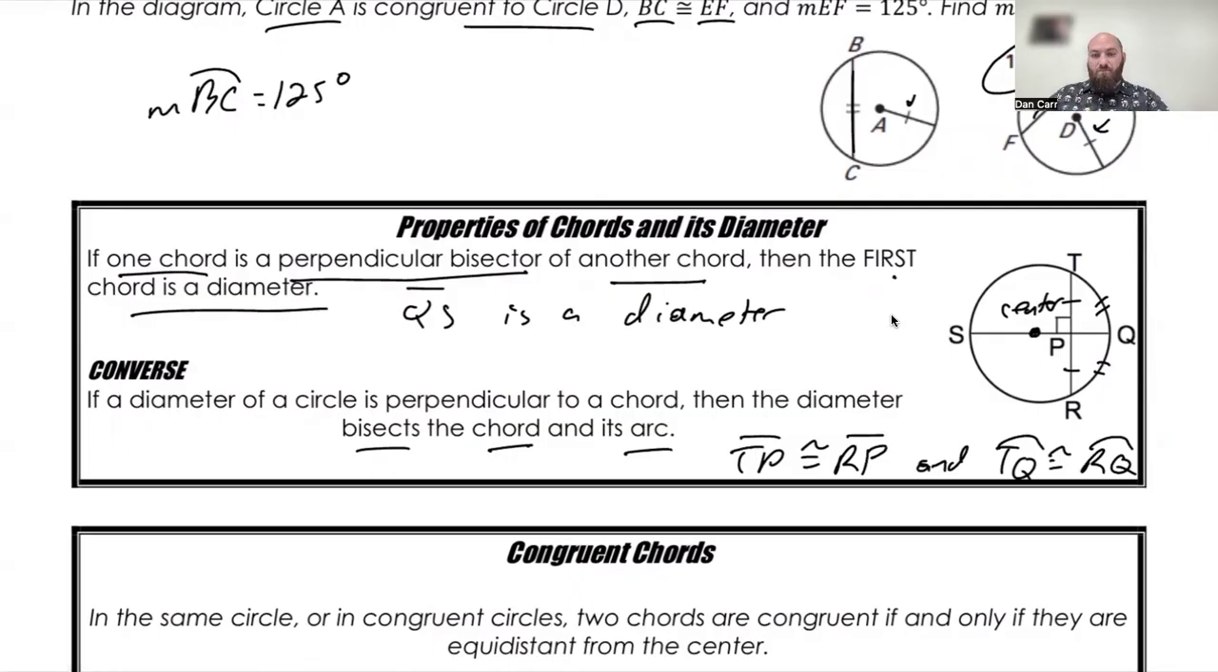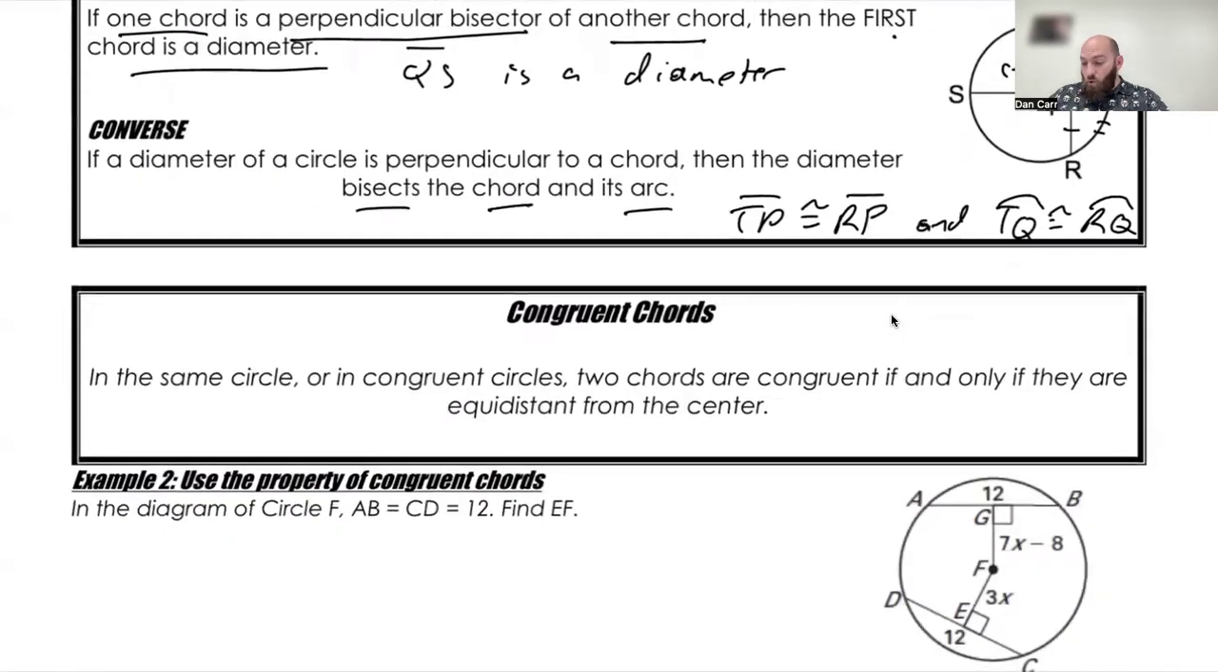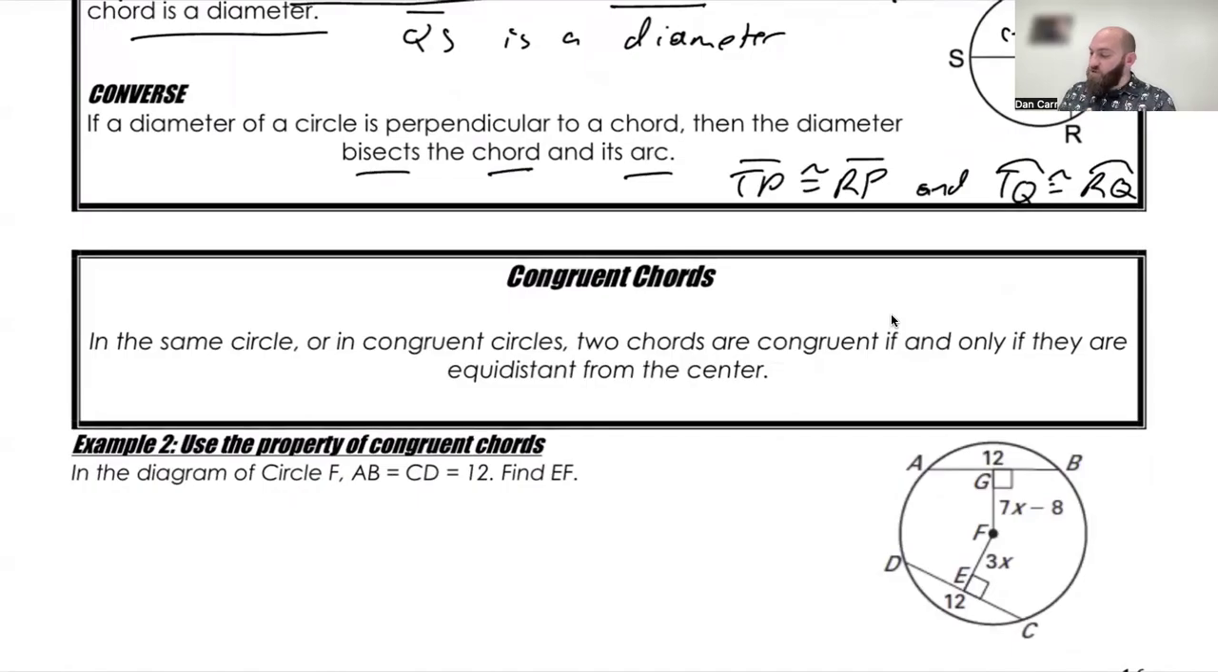That's it there. Congruent chords in the same circle or congruent circles: two chords are congruent if and only if they're equidistant from the center. So this is what it usually looks like on here. If I draw my circle in, I draw a chord. Actually, sorry, I have to draw two chords. It's a little bit tricky. So there's this chord, and I'm going to make sure that chord looks about the same length.